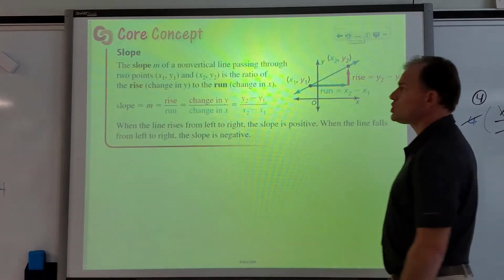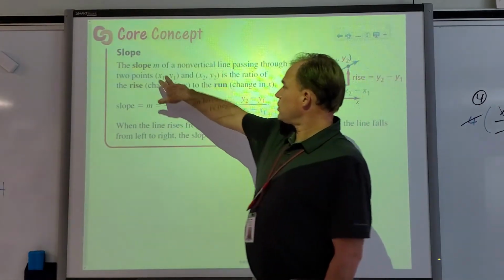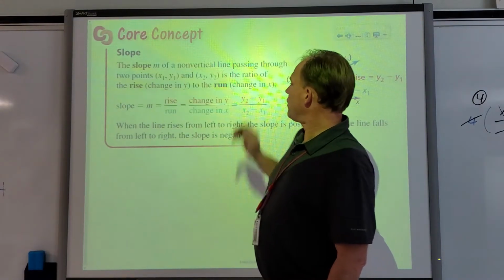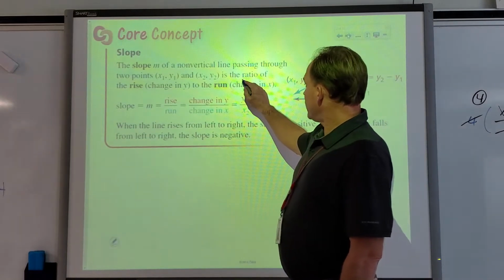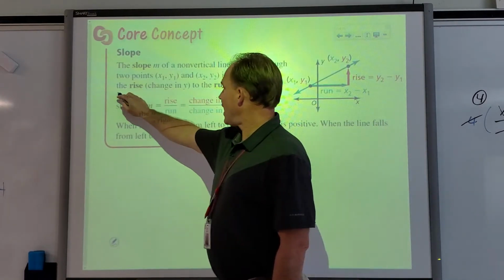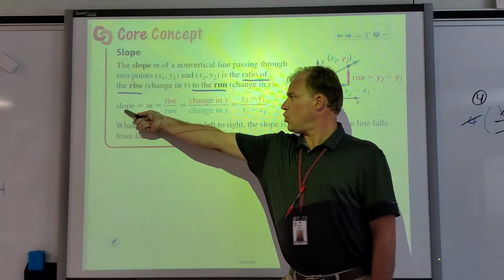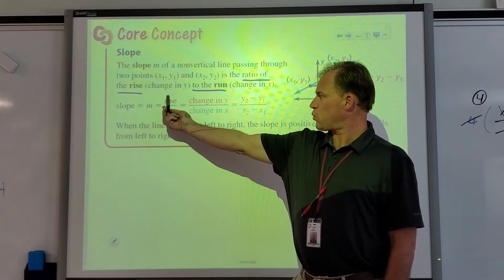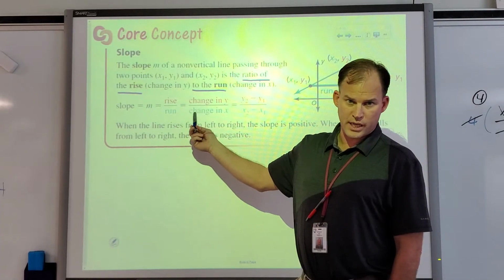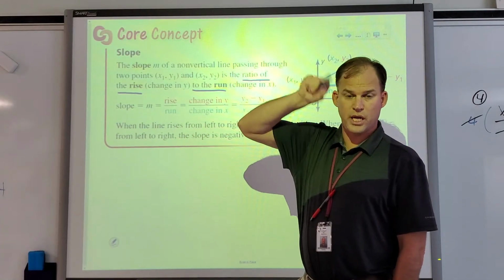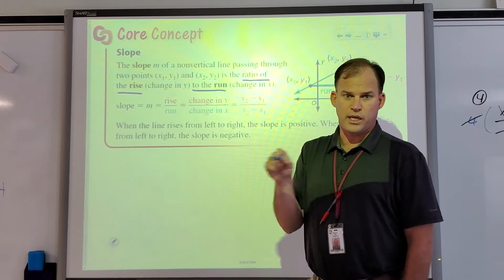So what does slope mean? Write this down. Slope, we refer to it with the variable m, of a non-vertical line passing through 2 points, is the ratio of rise to run. So slope, we use the variable m, is rise to run. The change in y over the change in x. How much does it change on the vertical over how much does it change on the horizontal?